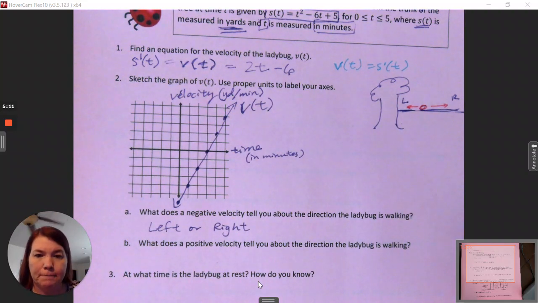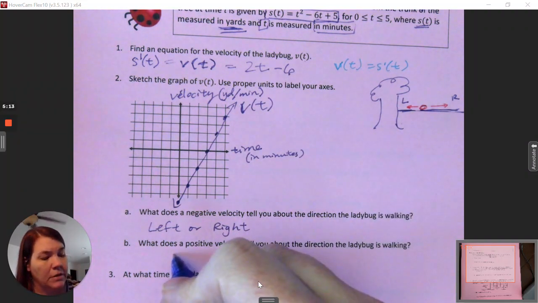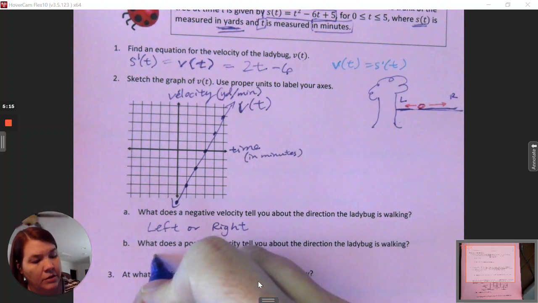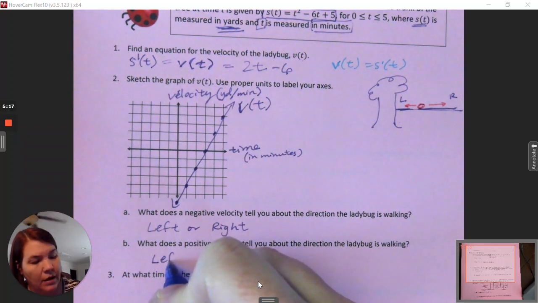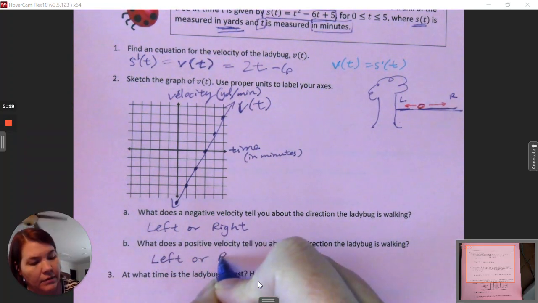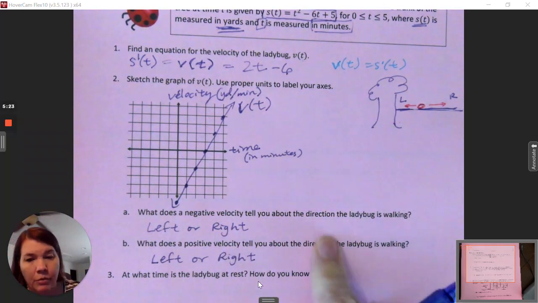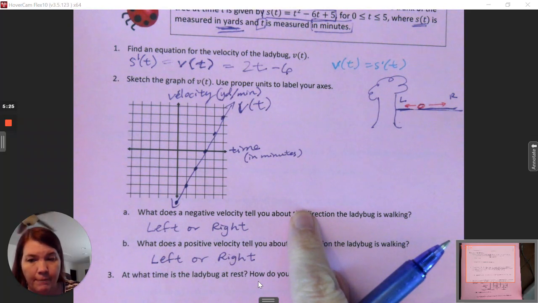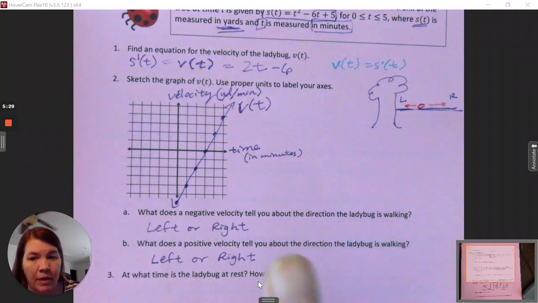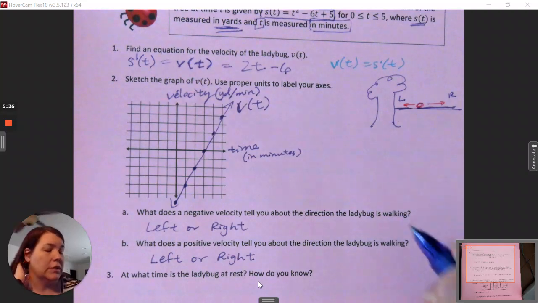Make your best guess. What does positive velocity tell you about the direction the ladybug is walking? Again, in other words, is she going left or right? So make a decision about both of these. We'll do A first, left or right. And now that we've decided about A, B, left or right. Thank you for making your decisions.